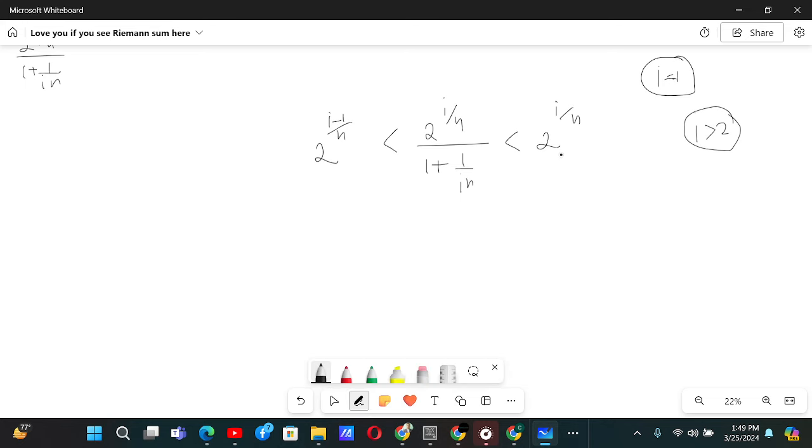Now let's try to prove this. This one is simpler because this is a positive value greater than 1, so of course this will be lesser than the other expression. But to prove the other one, we will use some techniques.